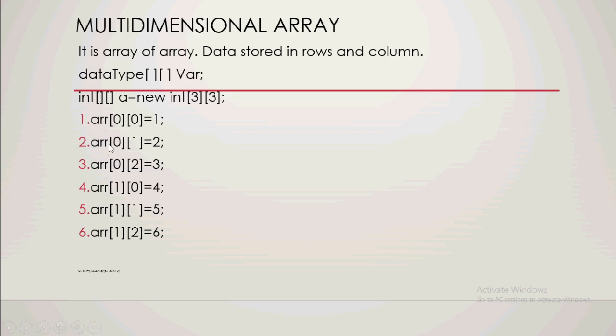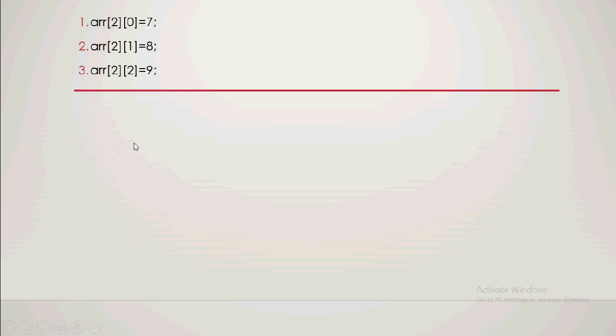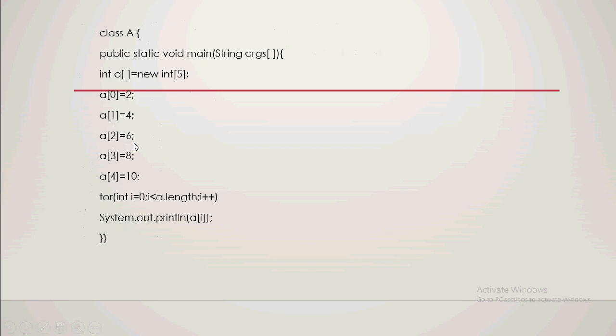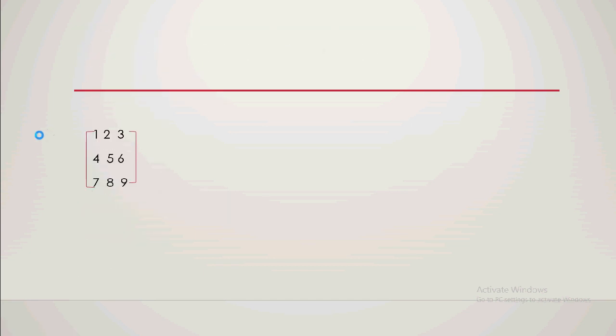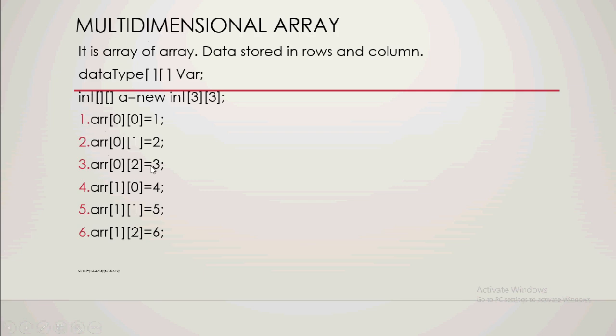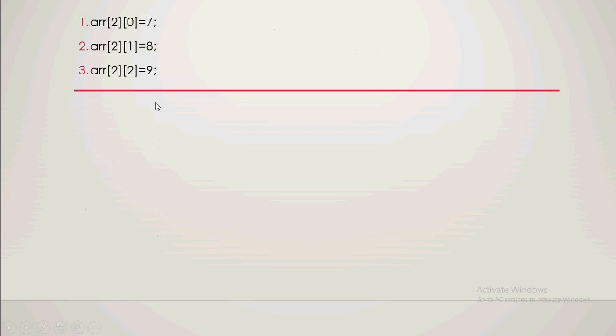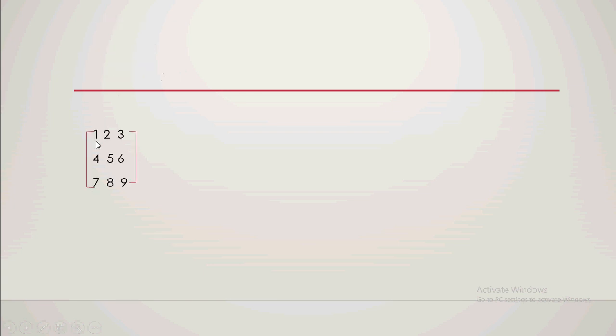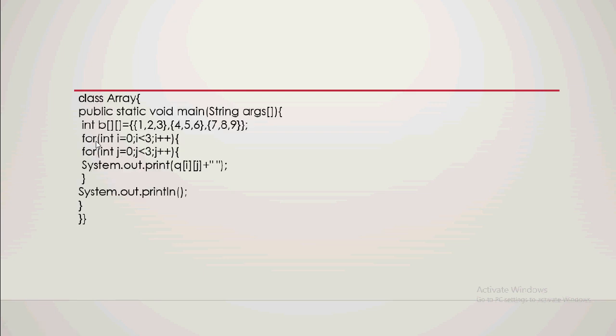Again you can see 0 and 1. Basically at 0 row, at 1, value 2 has been stored, and so on. You can see at 0 and 2, 3 has been stored; at 1 and 0, 4; 1 and 1, 5; 1 and 2, 6; 2 and 0, 7; 2 and 1, 8; and 2 and 2, 9. So basically this tells how you can store the data in the form of rows and columns.